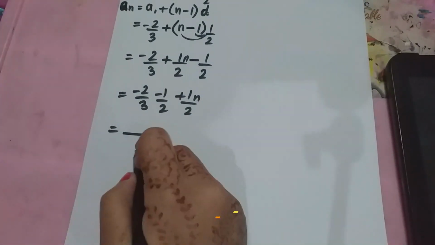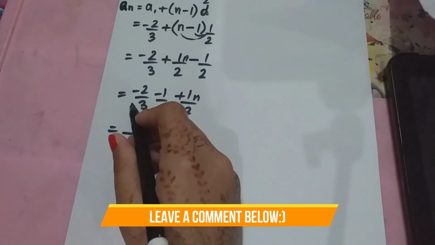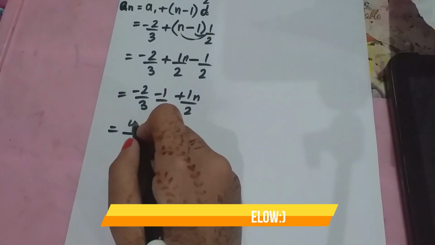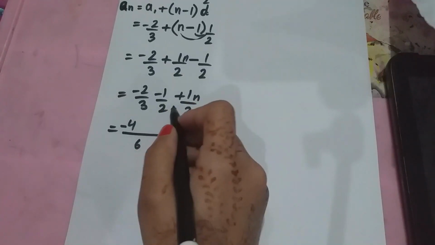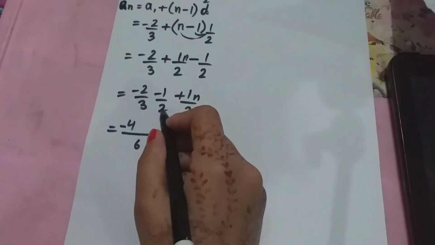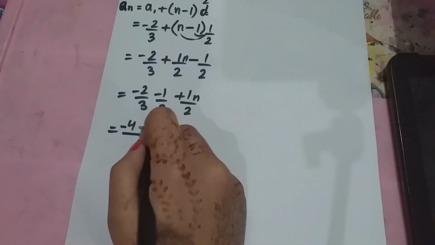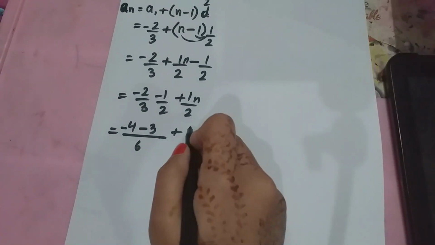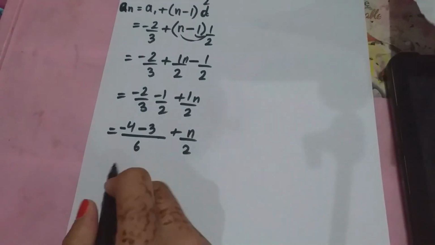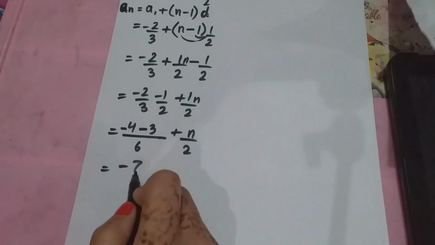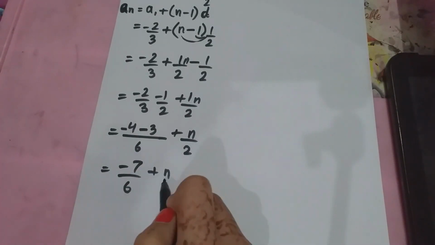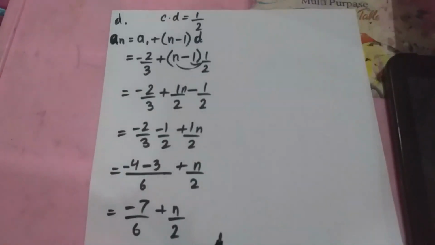The LCM of 3 and 2 is 6, so 3 2s are 6, 2 2s are 4, minus 4, and 2 3s are 6, 3 1s are 3, minus 3. So minus 4 minus 3 over 6, plus n by 2. Minus minus plus, 4 plus 3 is 7, so minus 7 by 6 plus n by 2. So this is our formula for part D.